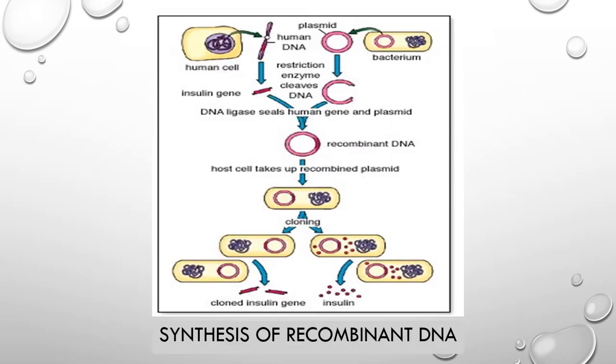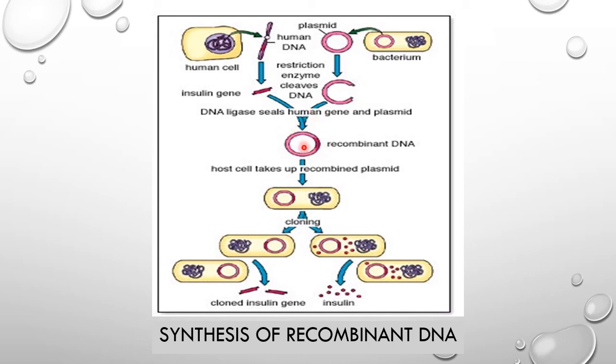One example is human insulin. This is a human cell, human DNA. It can be cut at a specific site by restriction enzymes. The insulin gene can be cut, and the plasmid can also be cut by restriction enzymes, and then DNA ligase seals the human gene and the plasmid, and this is called recombinant DNA.